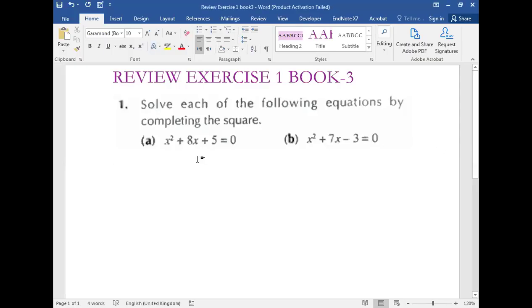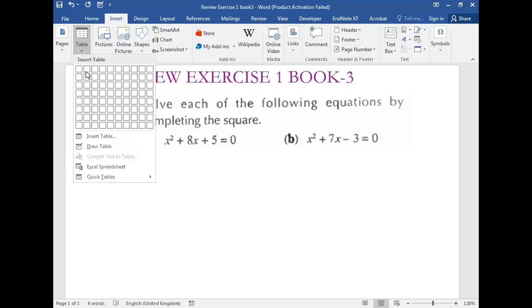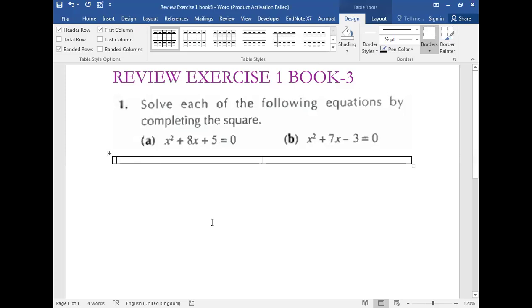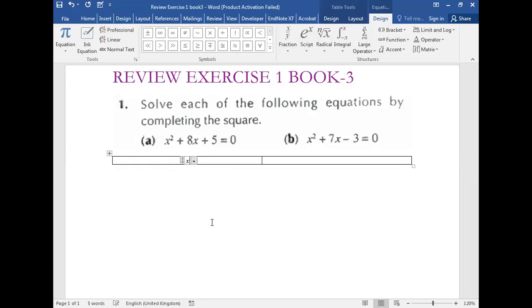So review exercise 1, book 3. Let's try to attempt these few questions. Solve each of the following equations by completing the square. I have explained completing the square before, but let's try to use completing the square in solving these equations. x square plus 8x.